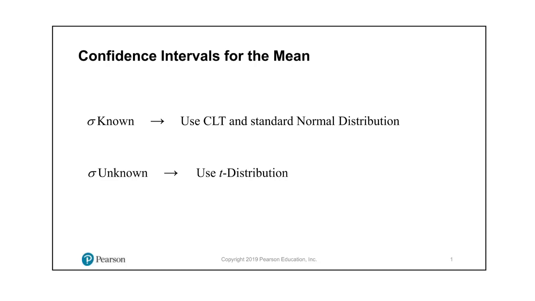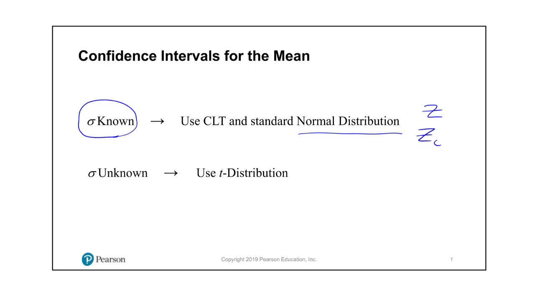Okay, in our last episode, we looked at confidence intervals for the mean, but we looked at them when sigma was known, the population standard deviation was known. And so what we did was we ended up using the normal distribution. In other words, we used z values, and in particular, we used critical z values there.